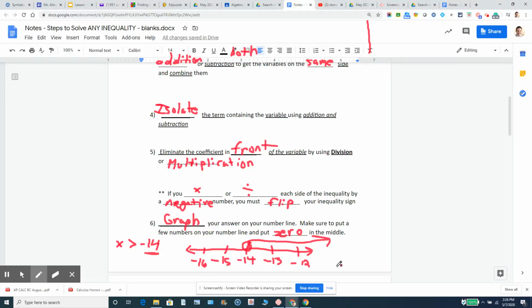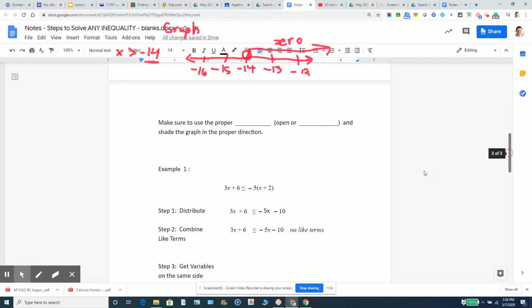Okay? So now let's actually solve two examples. Oh, and one last blank to fill in. Make sure to use the proper circle when you graph, which would be open or closed. And just to review that really quick, greater than or less than would be the open circle, but then greater than or equal to or less than or equal to would be the closed circle because that includes the value it's on. Your answer includes the value it's on.